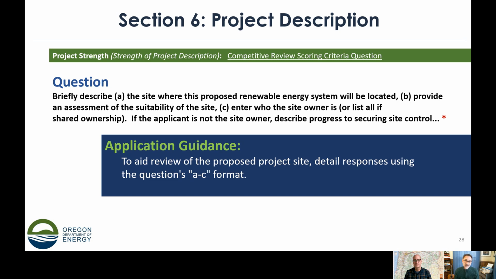Keep that organized. It makes it easier for the reviewers to review your project and keeps it consolidated. Clay, did you have anything you wanted to add there? Well, that ties into the competitive review scoring criteria. So make sure you look at that. It has 100 points, and those points are divided out between all of the application areas. This question in particular gets scored under the strength of project area of the scoring criteria. And what Jason just said about having complete answers that match the question, especially on the complicated questions, is important to get the highest score possible.